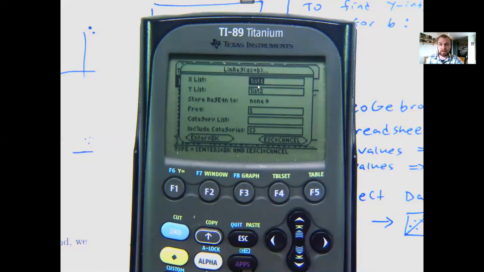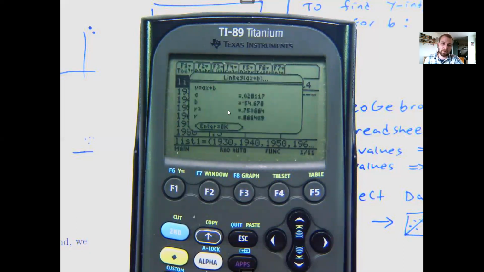It'll ask me where my x list is. Hopefully this says list 1. If not, spell it out, list 1. Y list is list 2. Again, make sure to spell that out. I'm leaving everything else blank and I'm just hitting enter. This should give me my A, my B, an R squared, and an R.